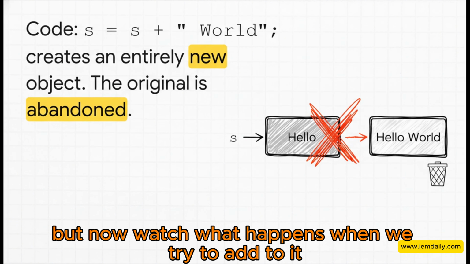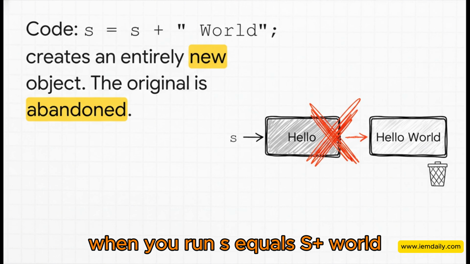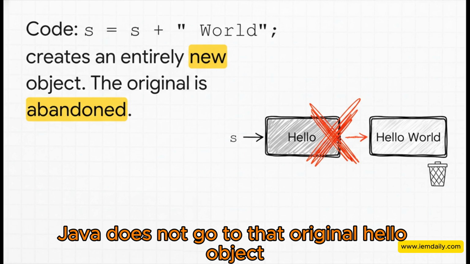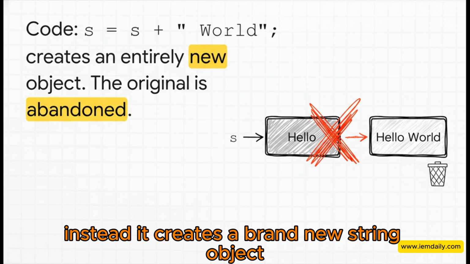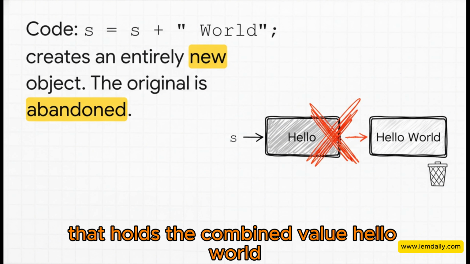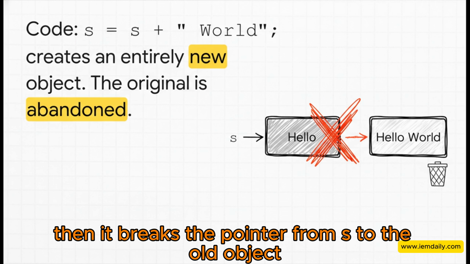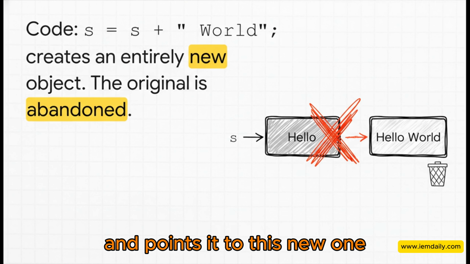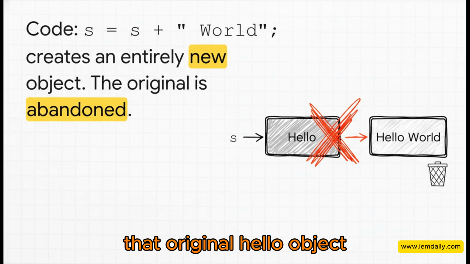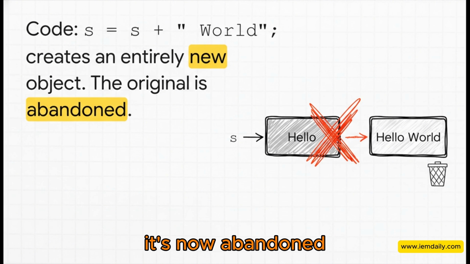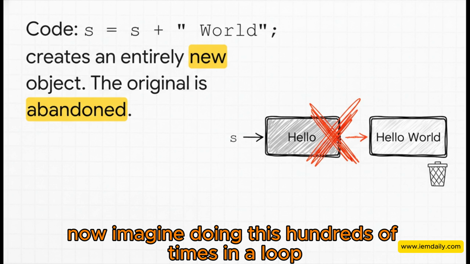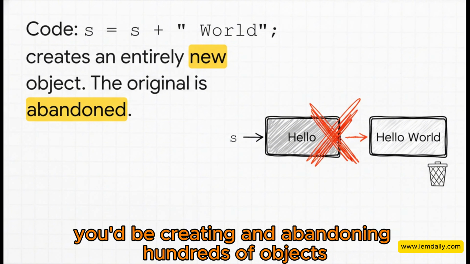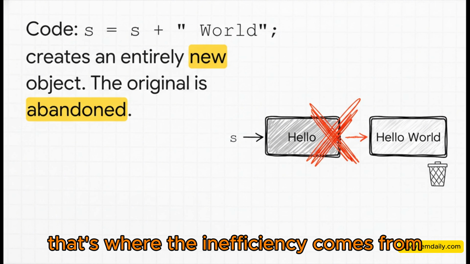But now, watch what happens when we try to add to it. When you run s = s + "World", Java does not go to that original Hello object and add World to it, nope. Instead, it creates a brand new string object that holds the combined value HelloWorld. Then it breaks the pointer from s to the old object and points it to this new one. That original Hello object, it's now abandoned, just floating in memory waiting to be cleaned up. Now imagine doing this hundreds of times in a loop. You'd be creating and abandoning hundreds of objects. That's where the inefficiency comes from.